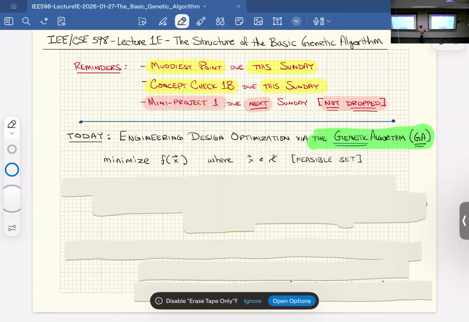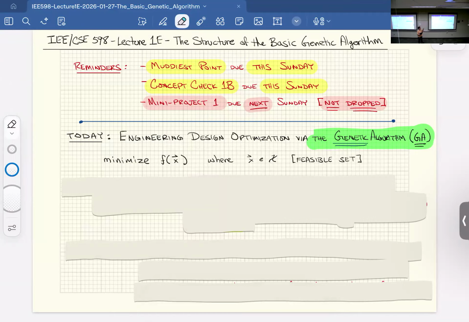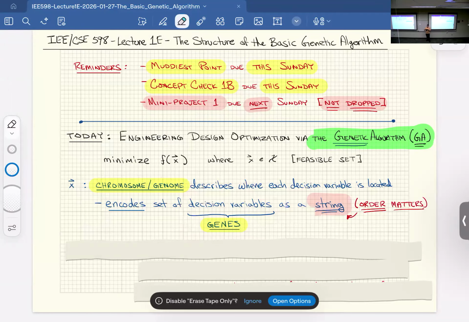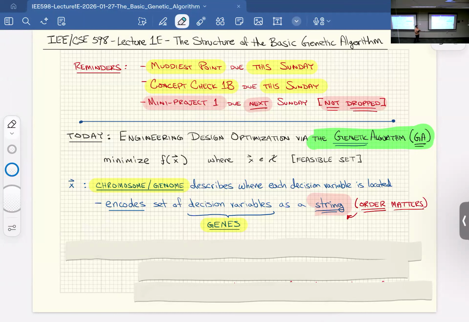All right, so as a reminder, a basic engineering design optimization problem: minimize some scalar function, where our design space has been defined, so there's a feasible set. And we are going to use a genetic algorithm to approach this problem. So how do we start mapping some of these biological terms into the numerics in our algorithm? Well, our decision vector, X, that is our chromosome or our genome.